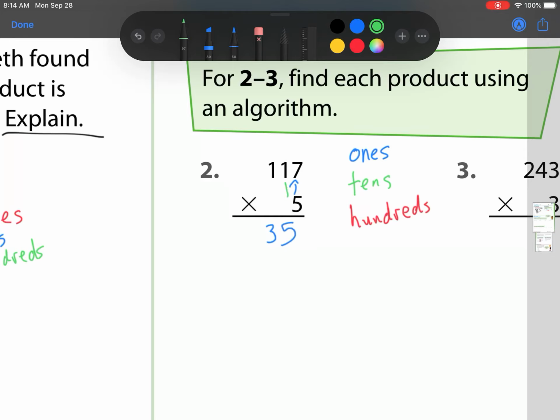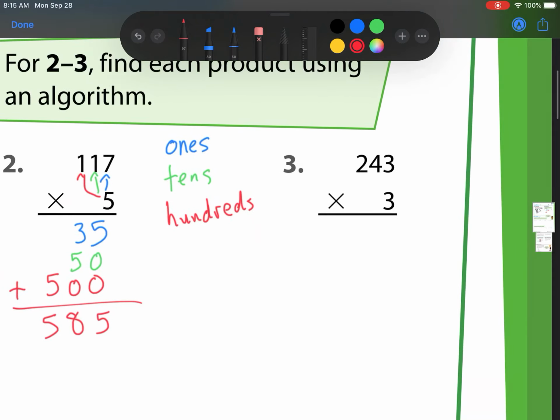My green's place value, I'm starting in the tens, so I put the 5 in the tens place value, and then I add those zeros to fill it out. My last one is 5 times 1, that's my hundreds, so I start by writing the hundreds, and then I put those 2 zeros so that they stay in the hundreds place value. So now I add them up, 585. The answer is 585.